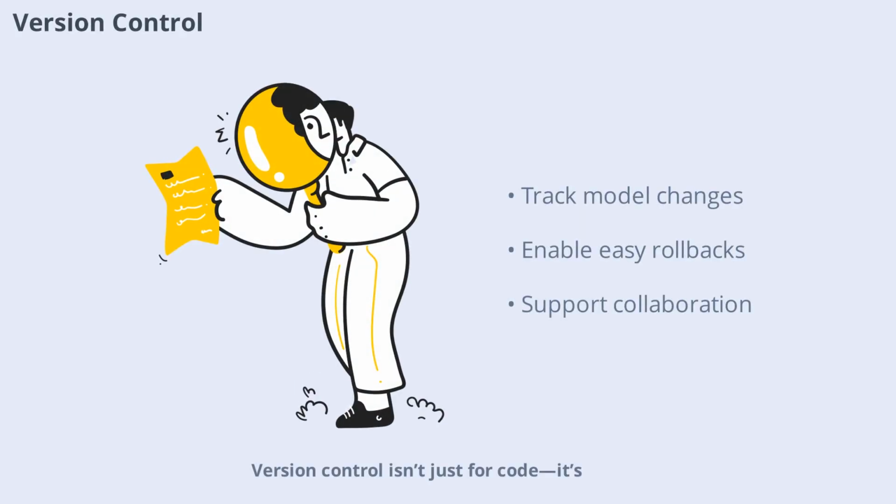Version control isn't just for code, it's also important for models and configurations. Track changes to your LLM and deployment scripts to ensure reproducibility and easy rollbacks. Good version control practices help you manage updates and collaborate effectively.